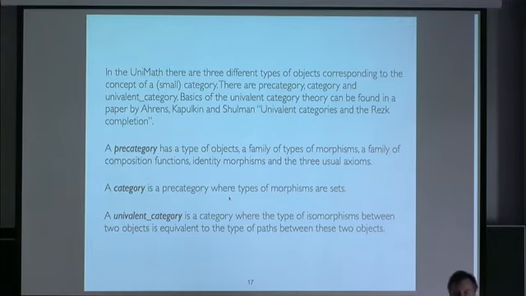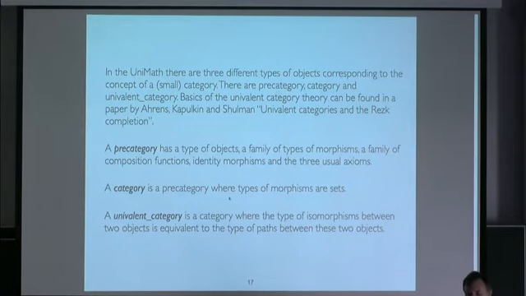A pre-category is what you get if you try to define a category in type theory. You say, okay, I have a type of objects. For every 2 objects, I have a type of morphisms. For every 3 objects, I have a function of composition, and then for every object, I have an identity morphism, and then I have 2 axioms related to identity, and 1 axiom for associativity. If you just do that, what you get is called a pre-category in the UniMath.